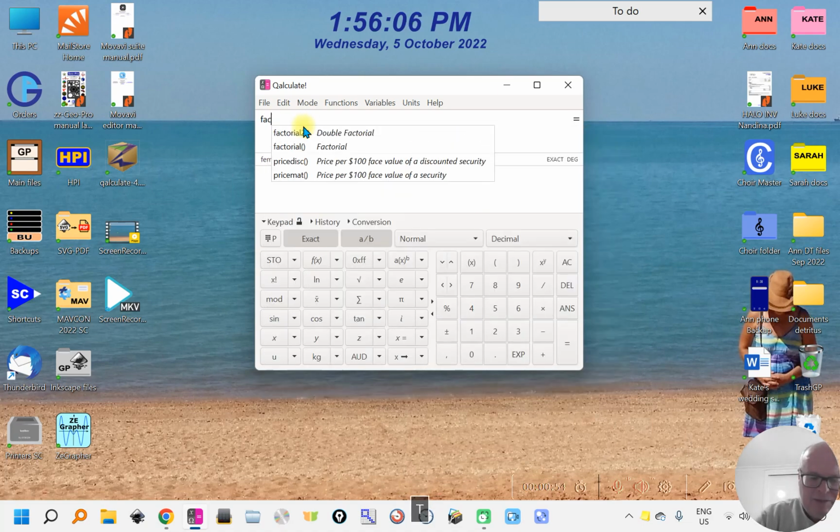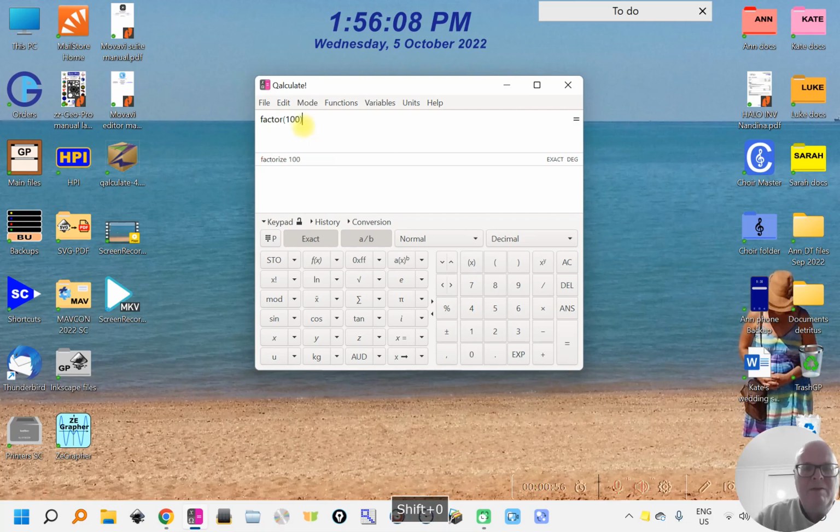And things like factor, to put something in its prime factor form. Or even factorise algebraic expressions like that. There are a whole lot of things under the menu here. I'll just wipe this out.